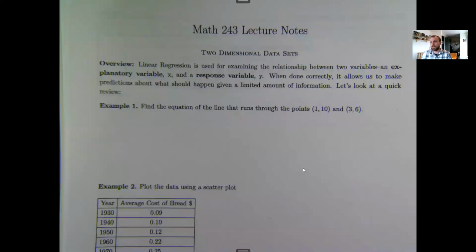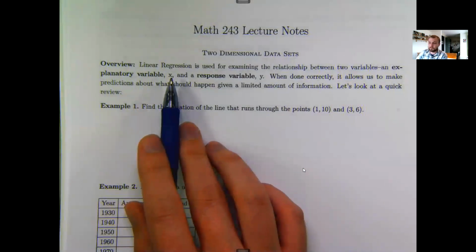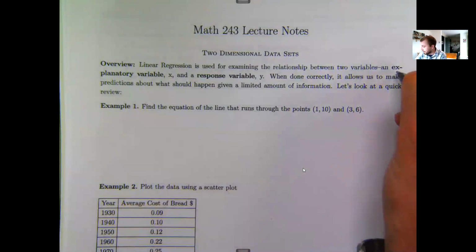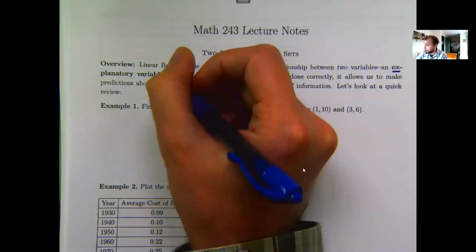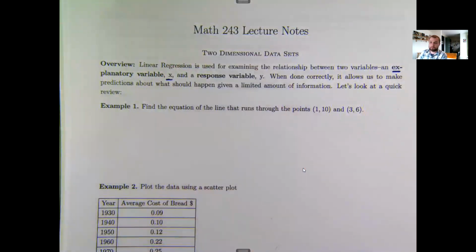This video will look at how to make predictions using data sets. In particular, we're going to be looking at linear regression. So linear regression is a method for determining if there's a relationship between some sort of an explanatory variable, that's our input. The way I remember this is explanatory starts with x, and a response variable, that's my y.